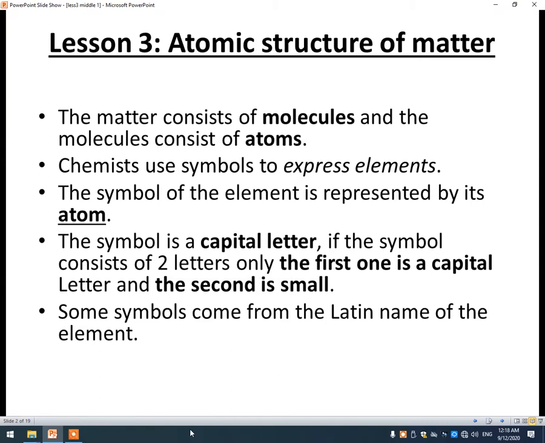For example, sodium's Latin name is natrium. So its symbol is not S or SO, because its name comes from the Latin name natrium. So its symbol will be Na, the first letter capital N and the second letter a small a.